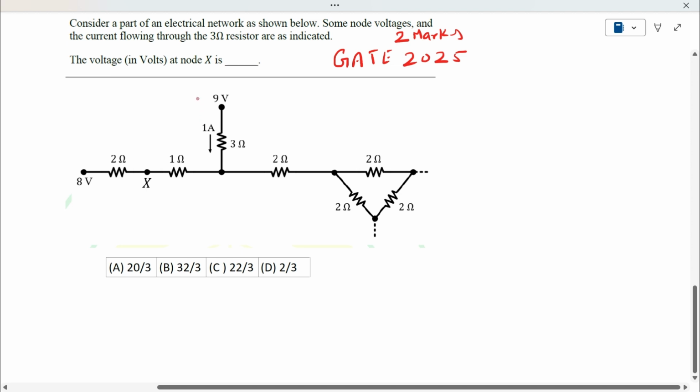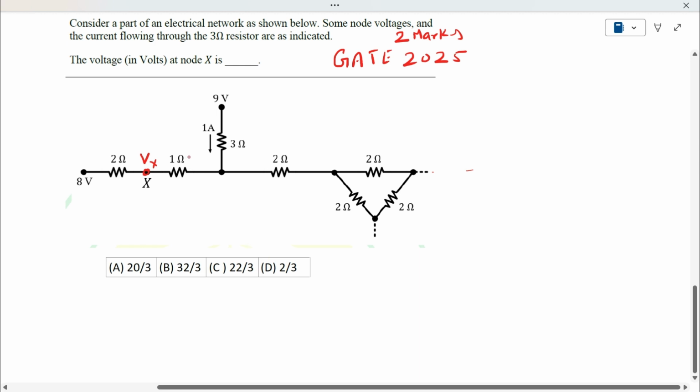In this question, we are given a circuit diagram which consists of several resistors, and this pattern is following till infinite times on both sides. The question is to find the value of the voltage at this node X, which is Vx. Four options are given. Options are 20 divided by 3, 32 by 3, 22 by 3, and 2 by 3.